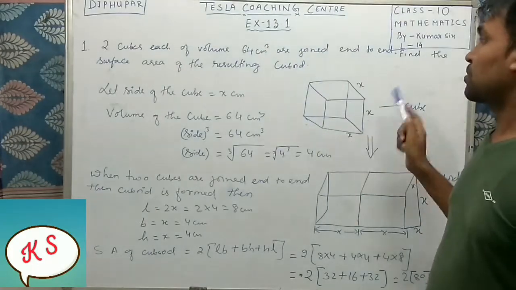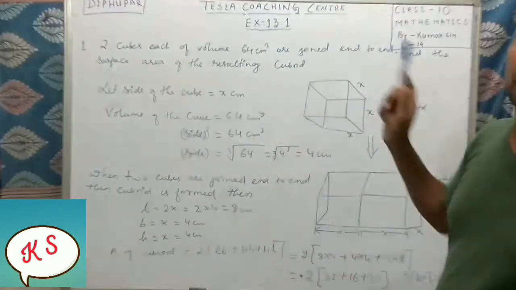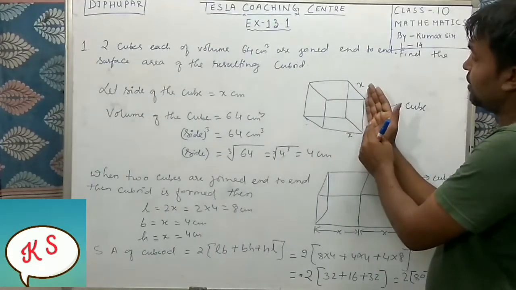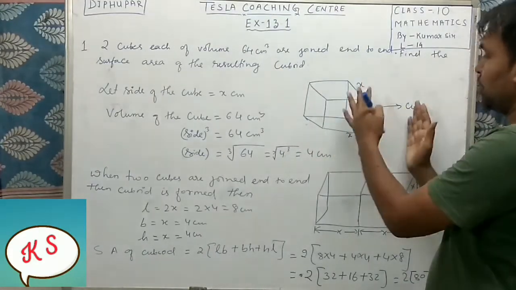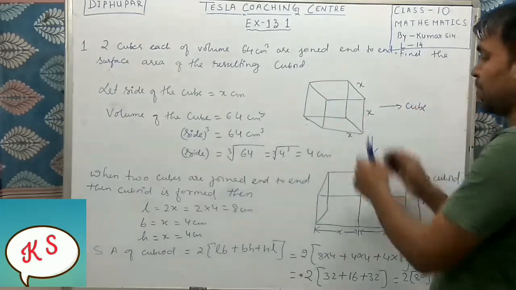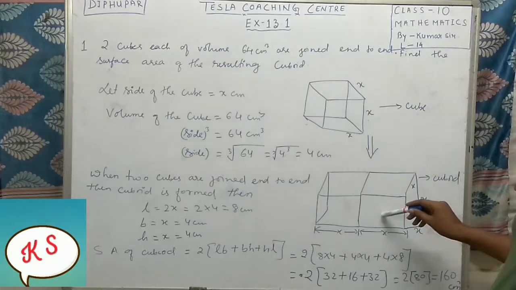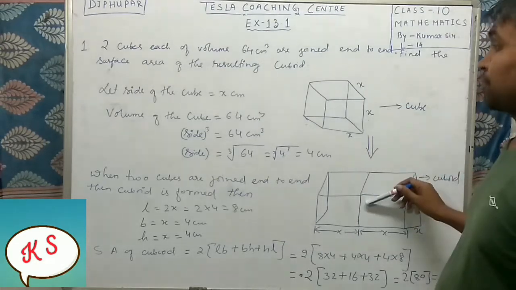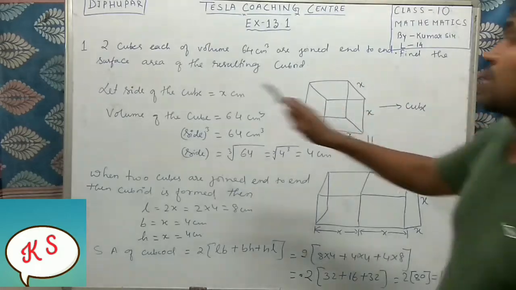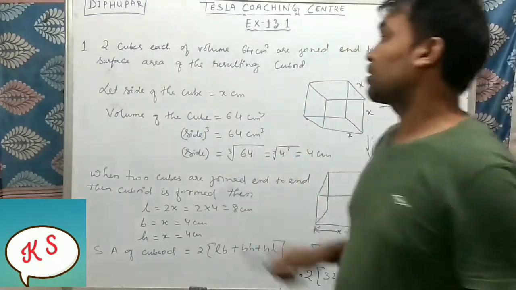So the volume of this cube is how much? 64 centimeter cube. Are joined end to end. End to end means this end and this end will be joined together. Both the ends of the cubes will be joined. So finally you will get this structure. When we join two cubes end to end, you will get this structure. Now find the surface area of the resulting cuboid.